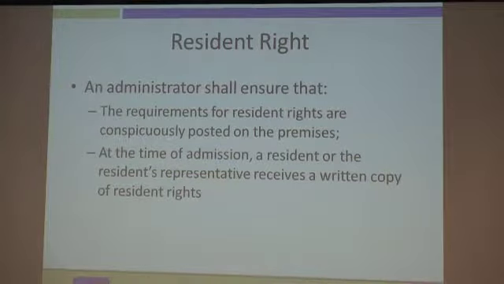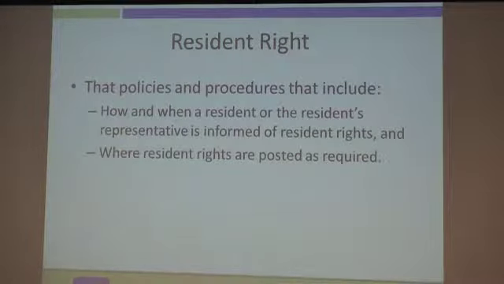Resident rights. Okay. Administrators shall ensure the requirements of resident rights are conspicuously posted on the premises. All right. And at the time of admission, a resident or the resident's representative receives a copy of the written resident rights. Okay. Policies and procedures include who and when a resident or the resident's representative is, how the resident or the resident's representative is informed of the resident rights and where the resident rights are posted. Okay.